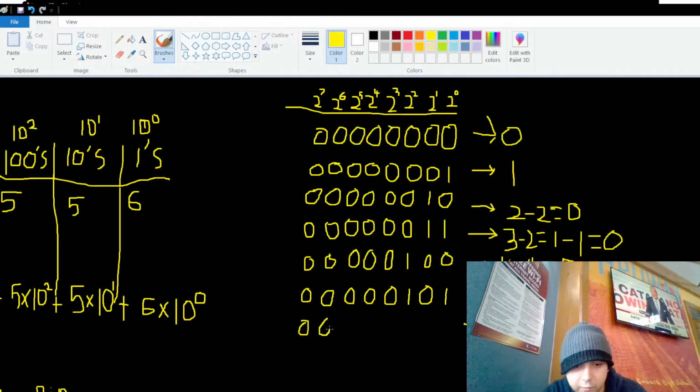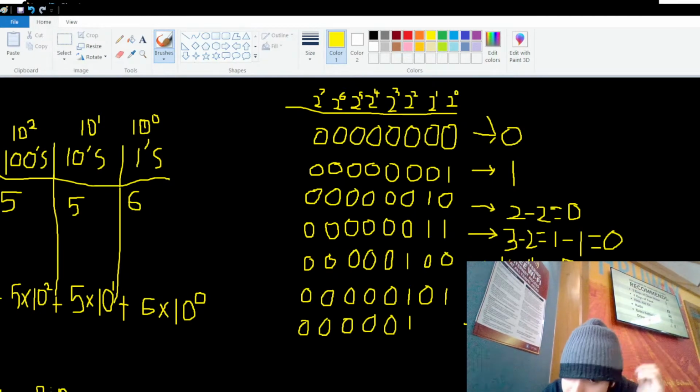0, 0, 0, 0. 2 to the 8 still, that's 8. It doesn't go into 6. 2 squared, so we're going to use a 4's place, 2 squared. Now it's left. 2's left. 6 minus 4 is 2. Does 2 to the 1, 2, go into 2? It goes into it perfectly. So that's 1.